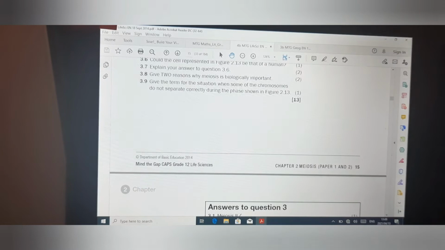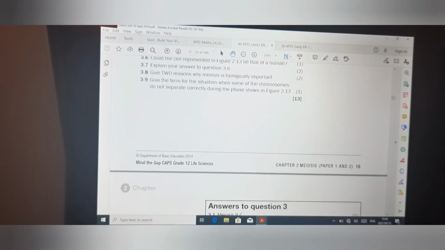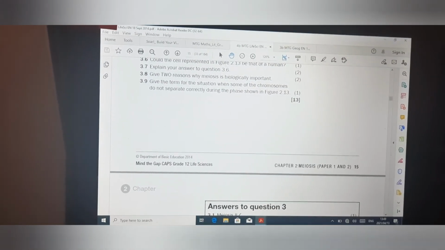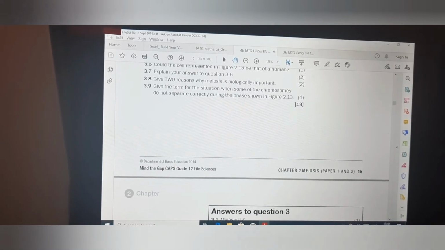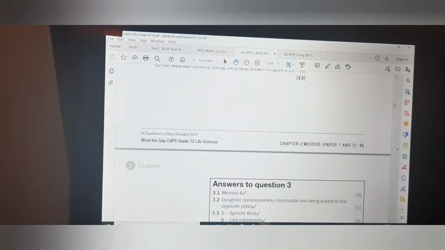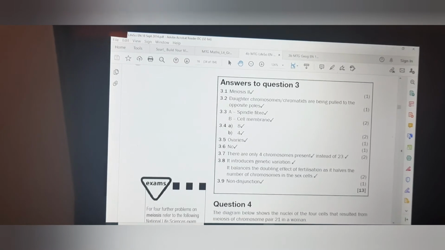Give the term for the situation where some of the chromosomes do not separate correctly during the phase shown in figure 2.1.3. That is non-disjunction. As you can see in here.